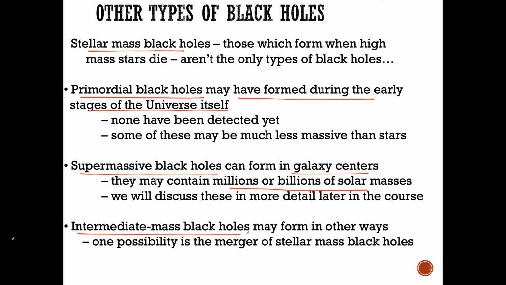And then intermediate mass black holes. So that is another type. We believe that these type of black holes may have occurred from merging two stellar black holes. So you merge two black holes and create a new one, which will have an intermediate mass, right? So these type of black holes are called intermediate mass black holes.